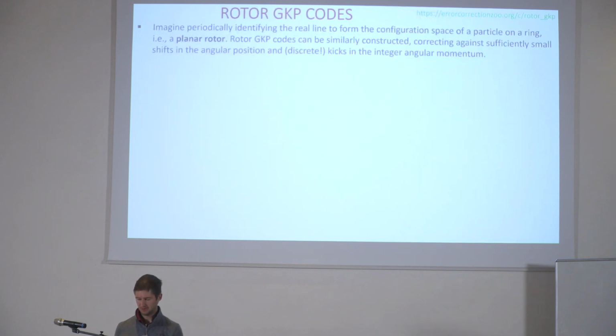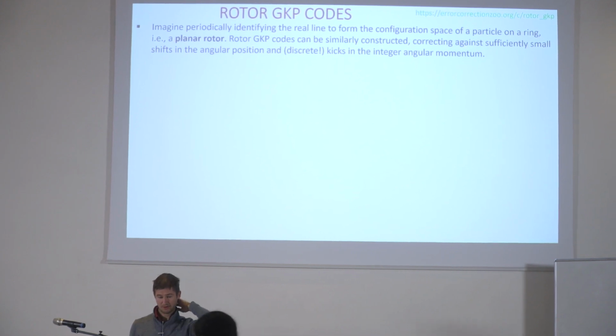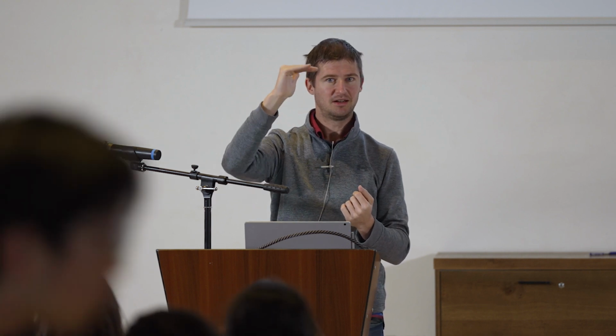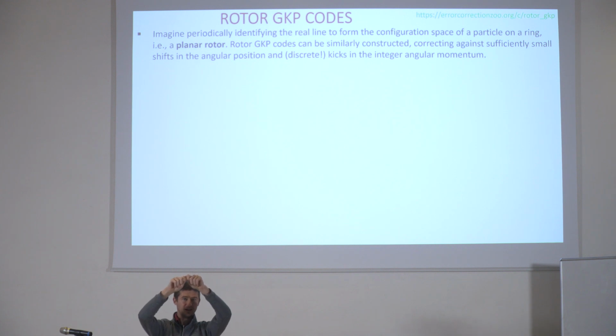The code I'll start with that does have bona fide stabilizers is the rotor GKP code. Apparently, this free electron is also a rotor. It forms this ladder of infinite angular momentum states. A planar rotor is described by a particle on a ring, which means the angular position is just an angle, let's say phi, and the angular momentum is described by an integer, and it's a doubly infinite ladder. So in contrast to the oscillator, where the position was non-compact and infinite, and the momentum was non-compact and infinite, here the position is compact and the momentum is discrete and infinite.